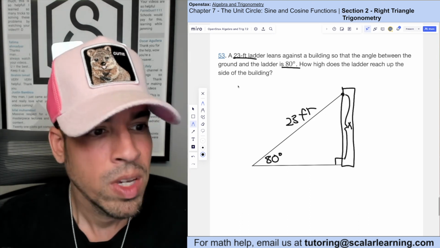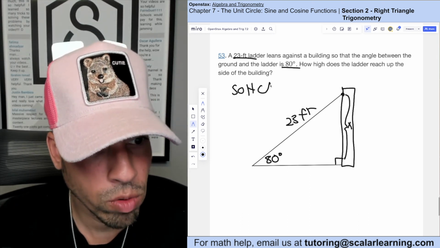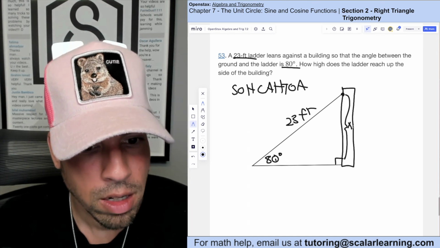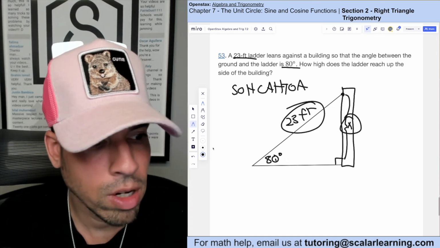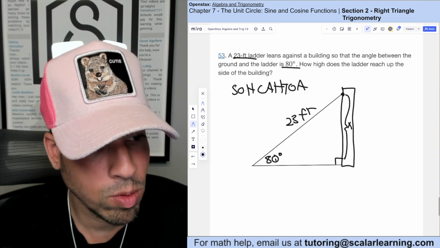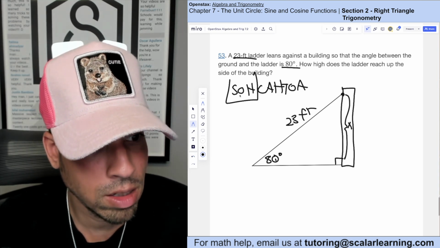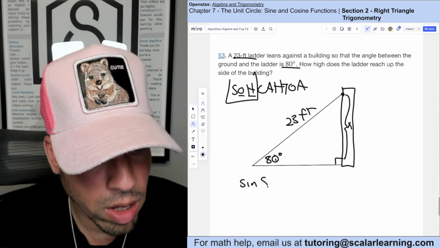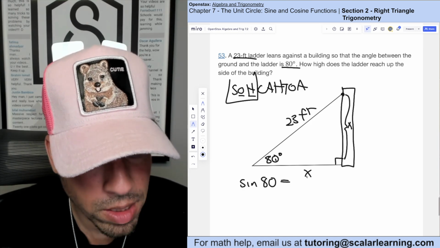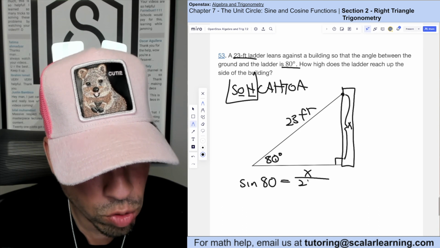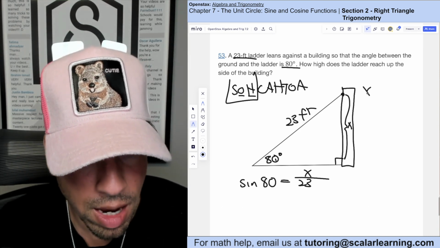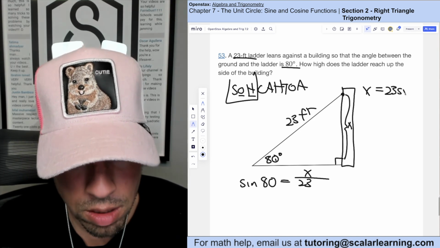That's our x. So now we're going to write out SOHCAHTOA, and we've got to figure out the appropriate function. I know 80. I know this is opposite. And then I also have the hypotenuse. Well, that tells me maybe we should use sine. Sine is equal to opposite over hypotenuse. So sine of that angle 80 is equal to opposite x over hypotenuse, which is 23. So to solve for x, we multiply both sides by 23, and we get x equals 23 sine 80.